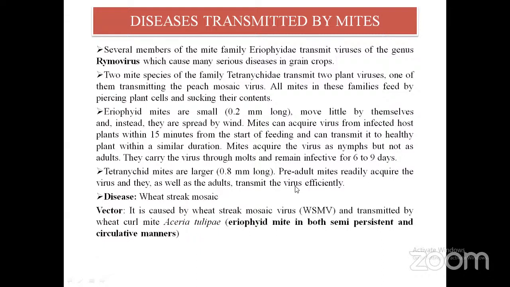Disease: white streak mosaic virus. Vector: one of the major vectors of it is Aceria tulipae, and it transmits in both a semi-persistent manner and a circulative manner.